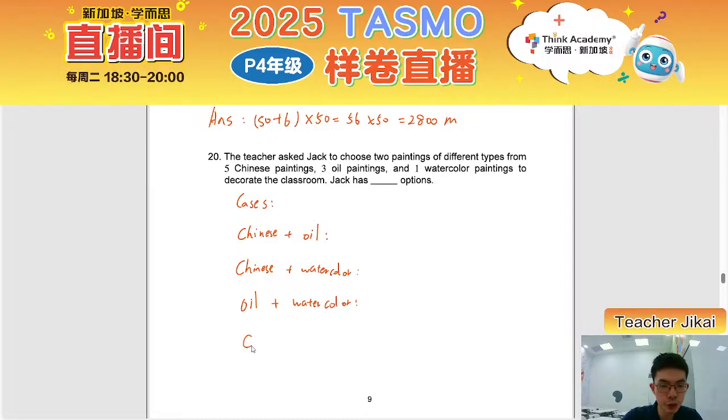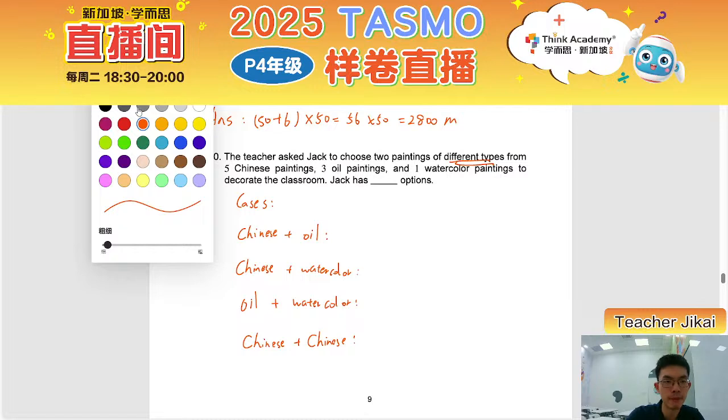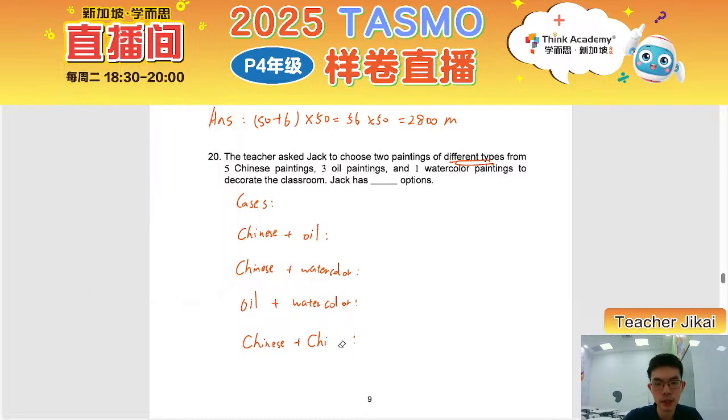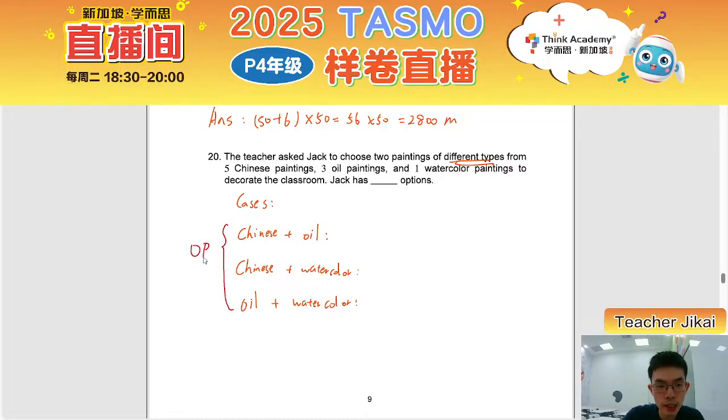But can I choose 1 Chinese and another Chinese painting? No, we need 2 different types. So this case won't happen. I cannot choose 2 of the same type here. So Chinese plus Chinese will not be possible. Another question here: are they happening at the same time? Can I choose 1 Chinese, 1 oil, and then also 1 Chinese, 1 watercolor? No. Among these 3 cases, I can only choose 1 of them. So here it is the OR relation. We just use plus.